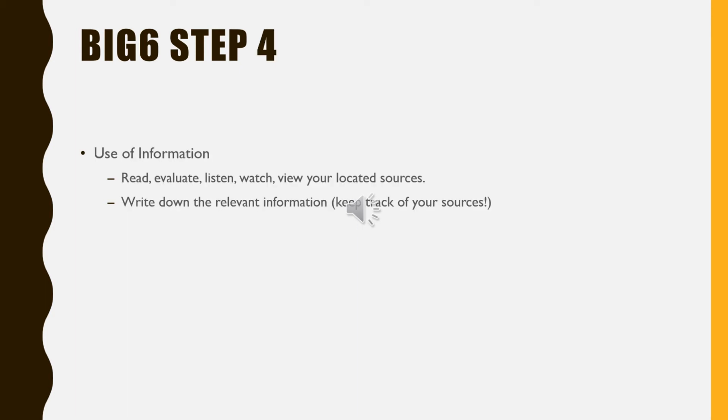Big 6, Step 4, Use of information. You need to read, evaluate, listen, watch, or view your located sources. You need to find which information is relevant to your project. You might have an entire encyclopedia about snakes, but the snake that you're specifically looking for is not in that source. So you need to go through the information and make sure that the material you need is in there.